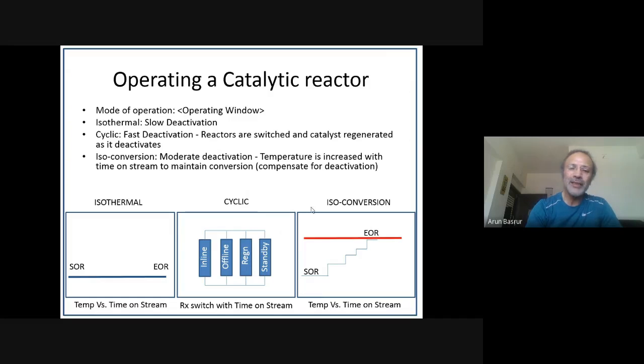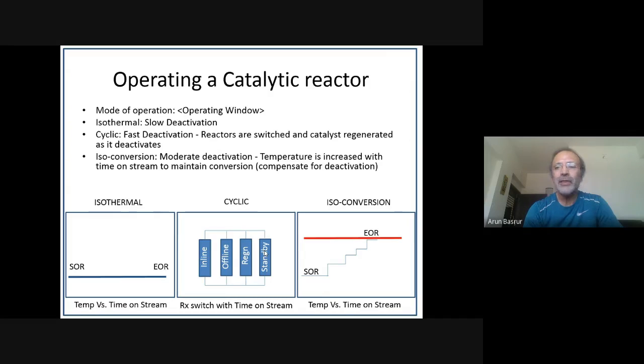So regeneration essentially involves putting in a small amount of air or oxygen to burn off carbonaceous deposits. And then after that, a reduction step if it is necessary. So once this is completed, the reactor goes to what is known as a standby mode, and it is ready for replacing the first reactor, which is inline.